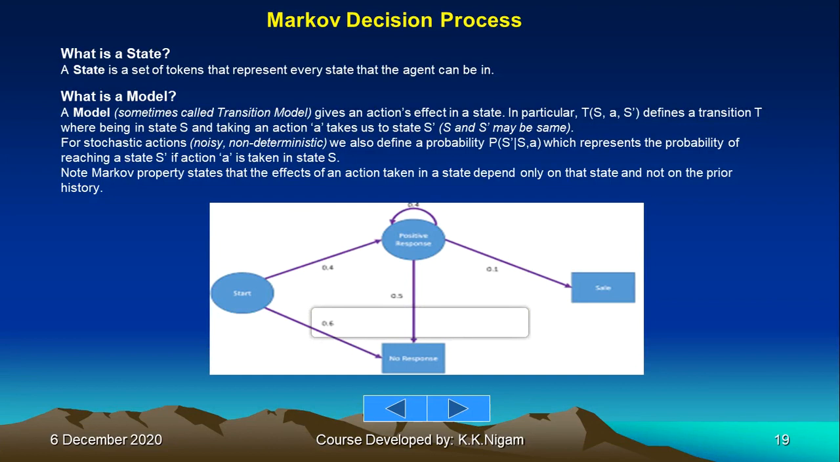A model, sometimes called a transition model, gives an action's effect in a state. In particular, when you are in a transition, you start with a state S, then A is the action, and then you reach S dash. This defines a transition T, where being in state S and taking an action A takes us to the state S dash. For stochastic actions, noisy and non-deterministic, we also define a probability P(S dash | S, A), which represents the probability of reaching a state S dash if action A is taken in state S. Note, the Markov property states that the effects of an action taken in a state depend only on that state and not on the prior history.